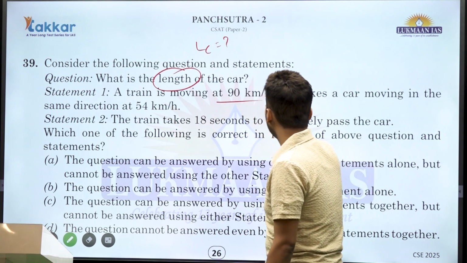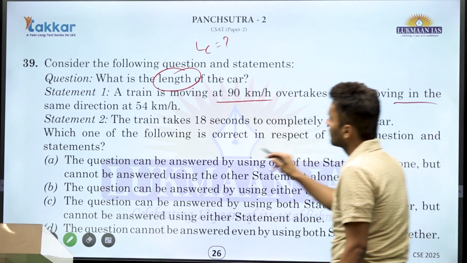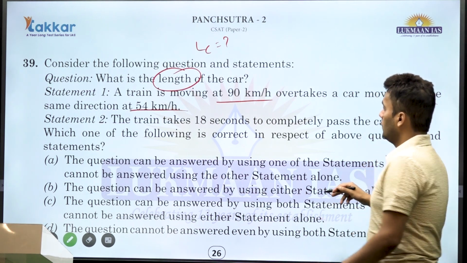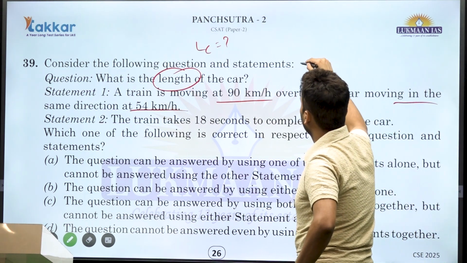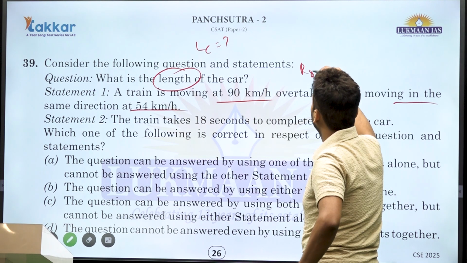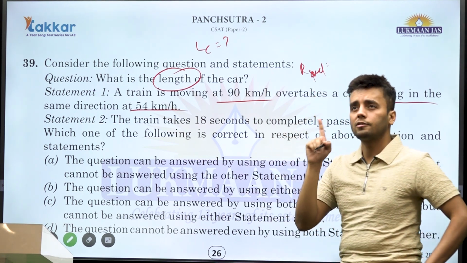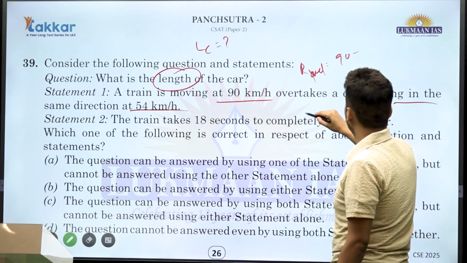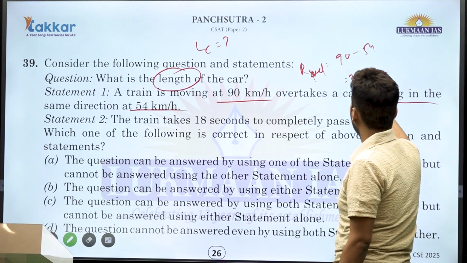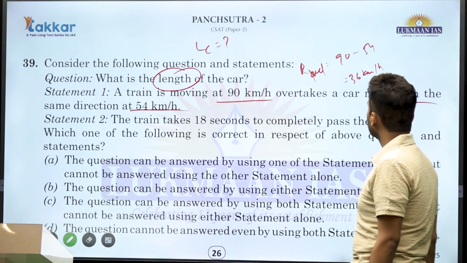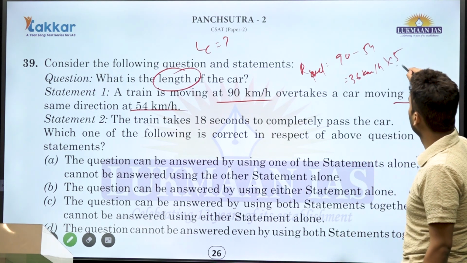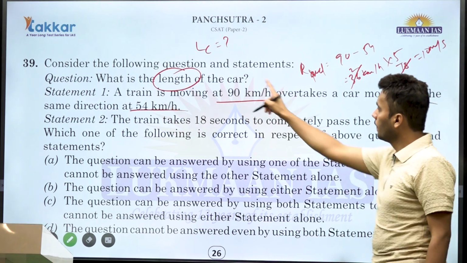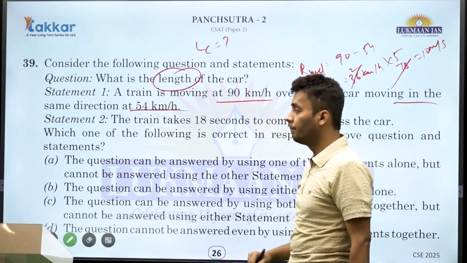A train is moving at 90 km per hour, overtakes a car moving in the same direction at 54 km per hour. That means from this statement we can find the relative velocity or speed. If they are traveling in the same direction, then it will be the difference, 90 minus 54, 36 km per hour. How to express this in meter per second? We will multiply with 5 by 18. 10 meter per second is the relative speed between the train and the car.